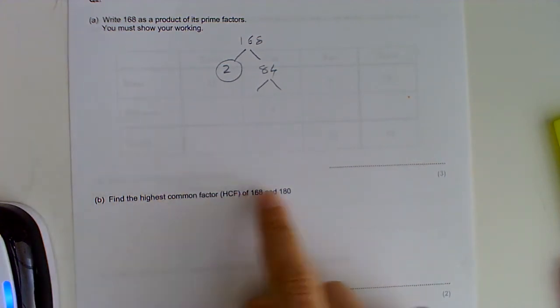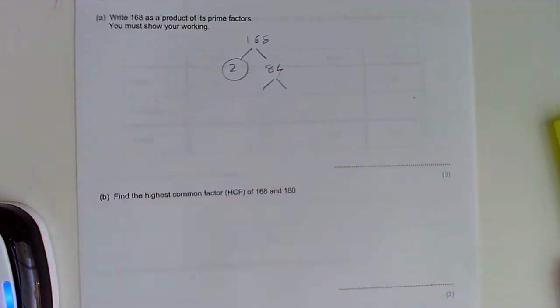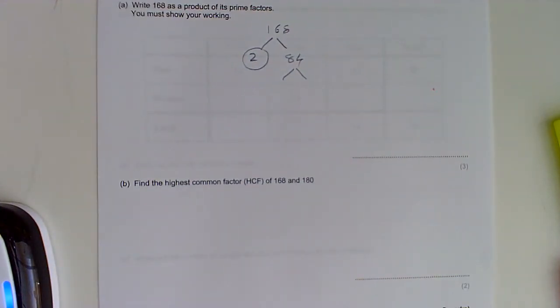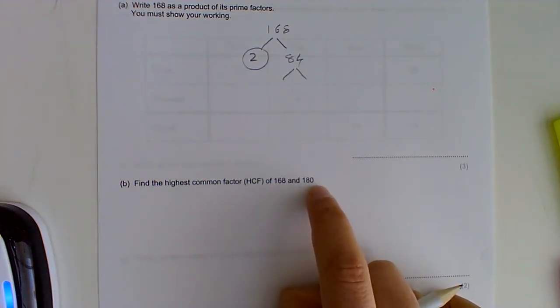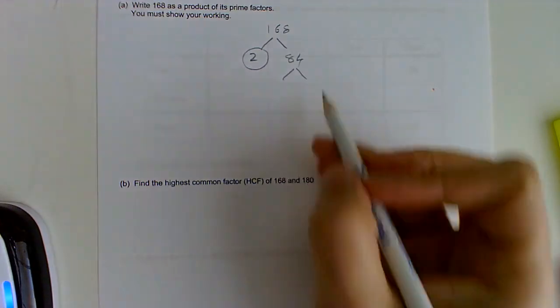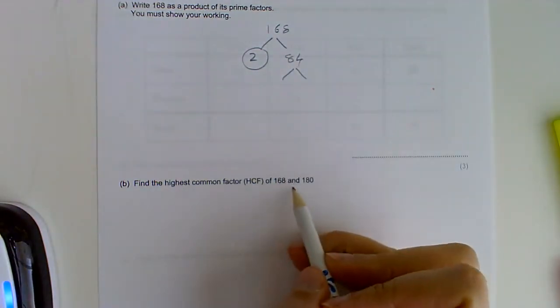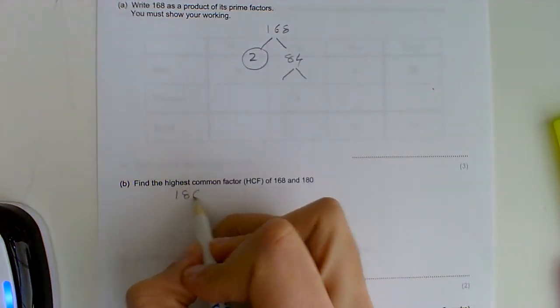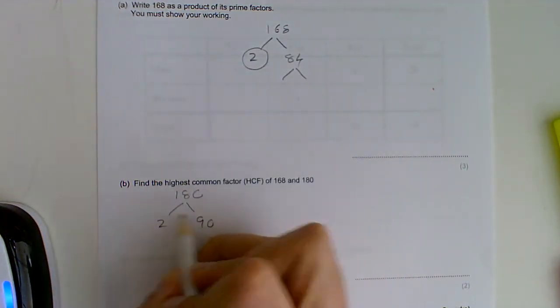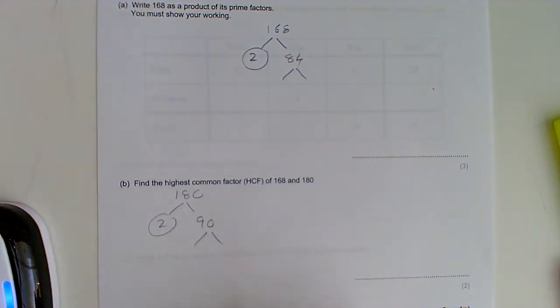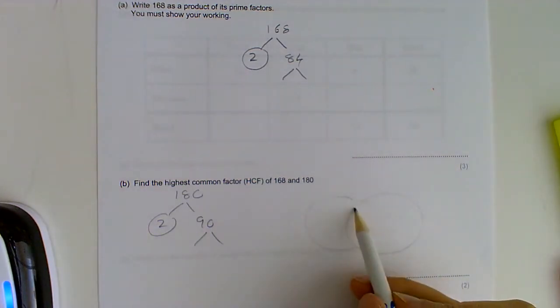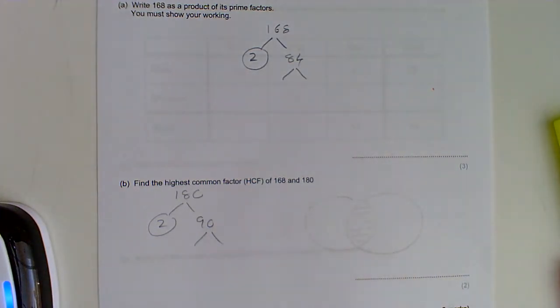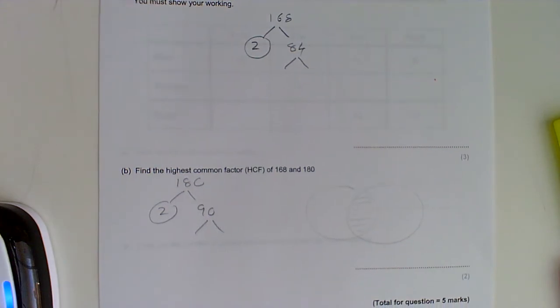Okay. Part B, find the highest common factor of 168 and 180. Now in the quiz on Monday, I gave you a highest common factor question, but I gave you one that was a lot smaller numbers than 168 and 180. Okay. So you're going to have to get your list of numbers for both of them. So you'll have your list of numbers for part A for 168. You're going to need to do the same thing for 180. Okay. And then you're going to have to put them into a Venn diagram. And remember that what you want are the numbers that end up in the intersection, all times together. That gives you your highest common factor.